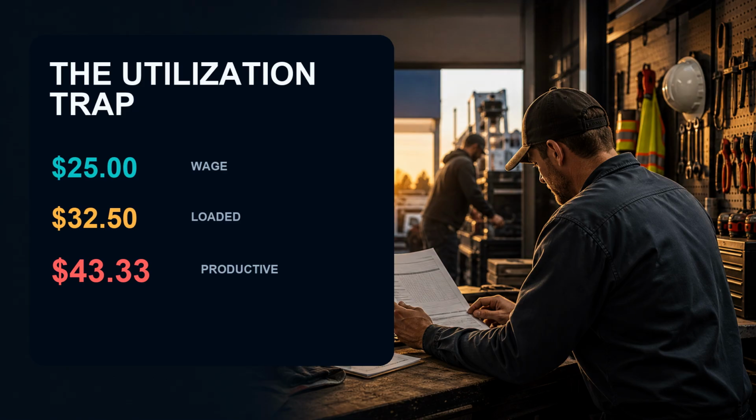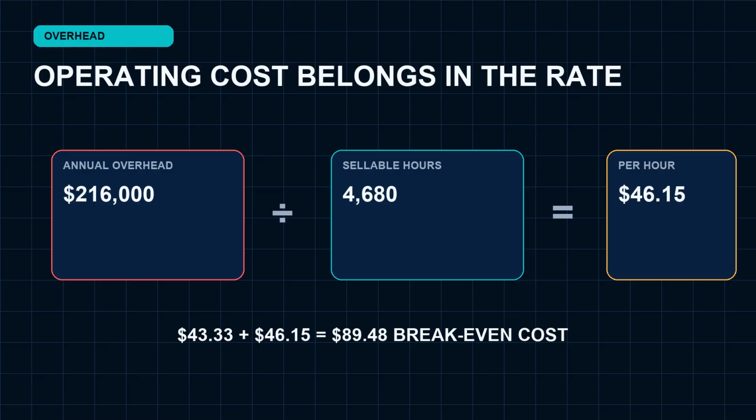To calculate a customer-facing rate, solve backward from the target margin. Assume a 30% target margin and a 2.9% processing fee. Divide $89.48 by 1 minus 0.3 minus 0.029. The required rate is approximately $133.35 per billable hour. At that price, the processing fee is about $3.87. Operating cost is $89.48. Estimated profit is $40. That is 30% of the selling price.